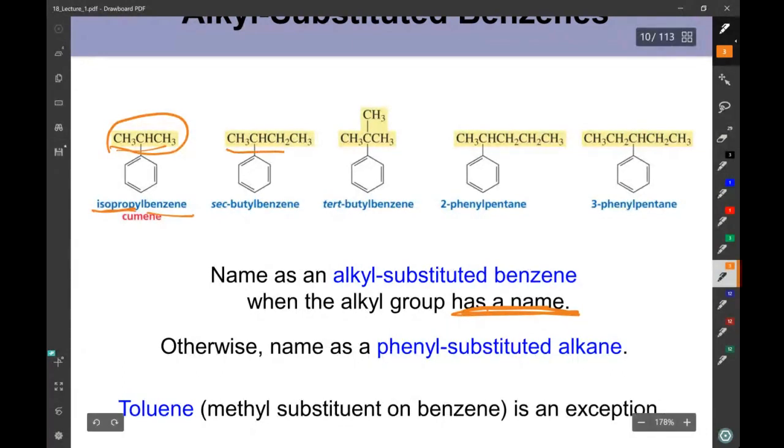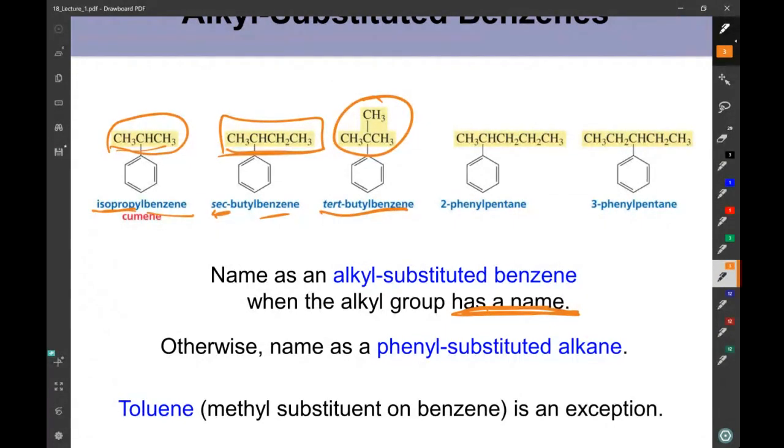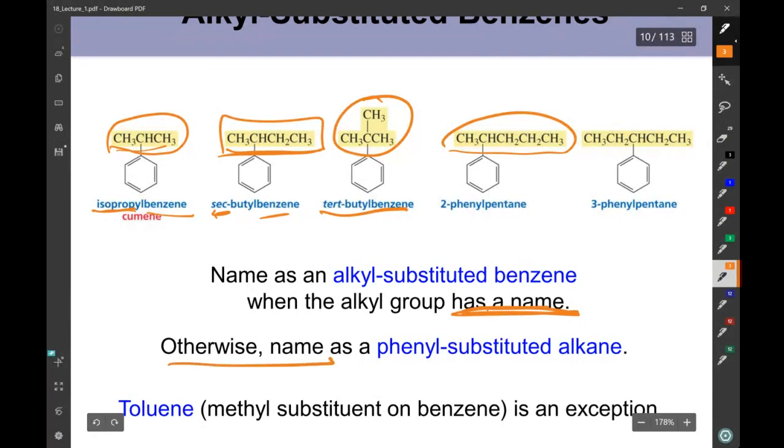Okay. This group here is a secondary butyl. It's a sec-butyl group. So I will call that sec-butyl benzene because it has a name. This is a tert-butyl group, so I will call that tert-butyl benzene. Now, when the substituent doesn't have a name, like this one, you will now name it as a phenyl substituted alkane. So this will be called 2-phenyl pentane. And this other one will be called 3-phenyl pentane.